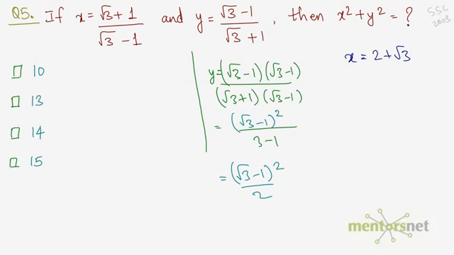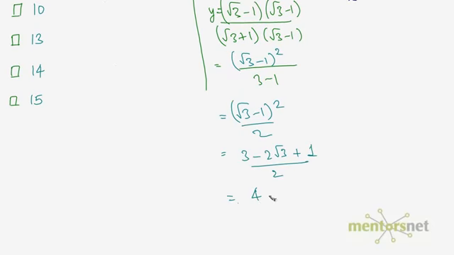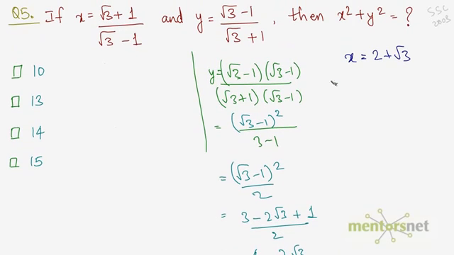Now you can also simplify y. This is root 3 minus 1 whole square. So a minus b whole square, which is a square, that is root 3 square, so 3, minus twice ab, so minus 2 root 3 times 1 plus b square, that is 1 square, which is 1, upon 2. This is equal to 4 minus 2 root 3 by 2. This is equal to 4 by 2 is 2 minus 2 root 3 by 2 is root 3. Therefore, y's value is 2 minus root 3. So y is equal to 2 minus root 3.